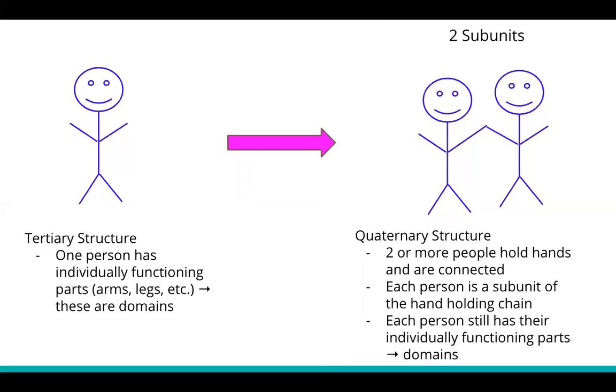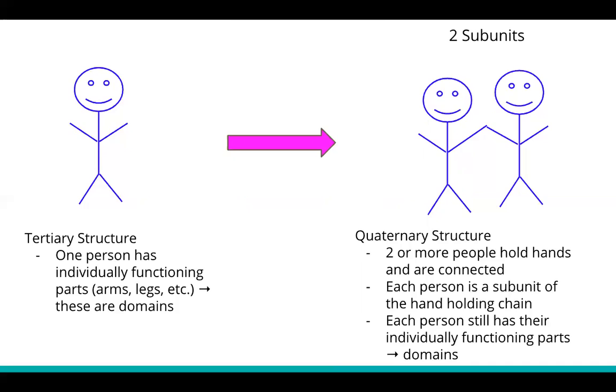So now, let's say one person is running, the other person is walking. Those would be domains because they're doing two different tasks. But in this case, since they're doing the same task, they're subunits of one giant protein polypeptide. So did I confuse anyone with that analogy or anything? Okay, good.